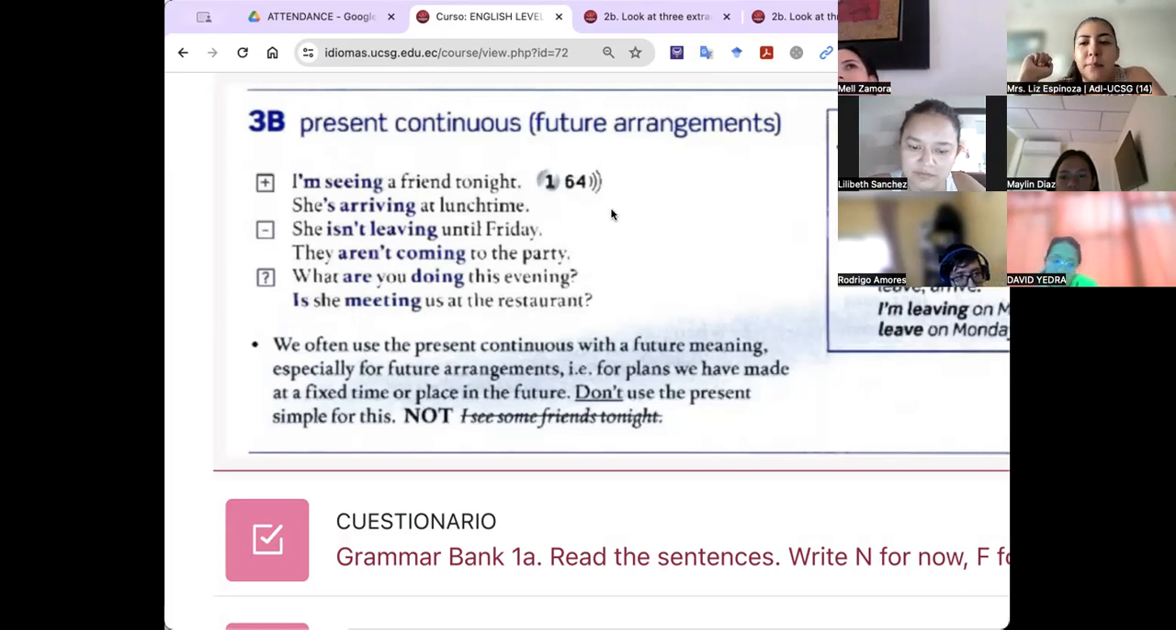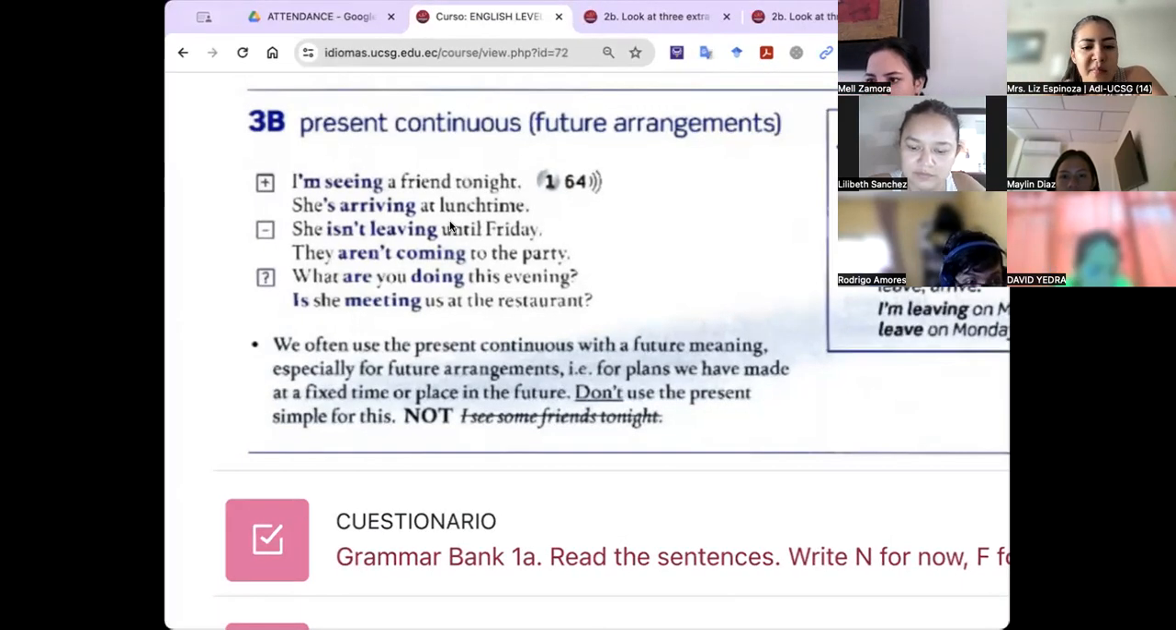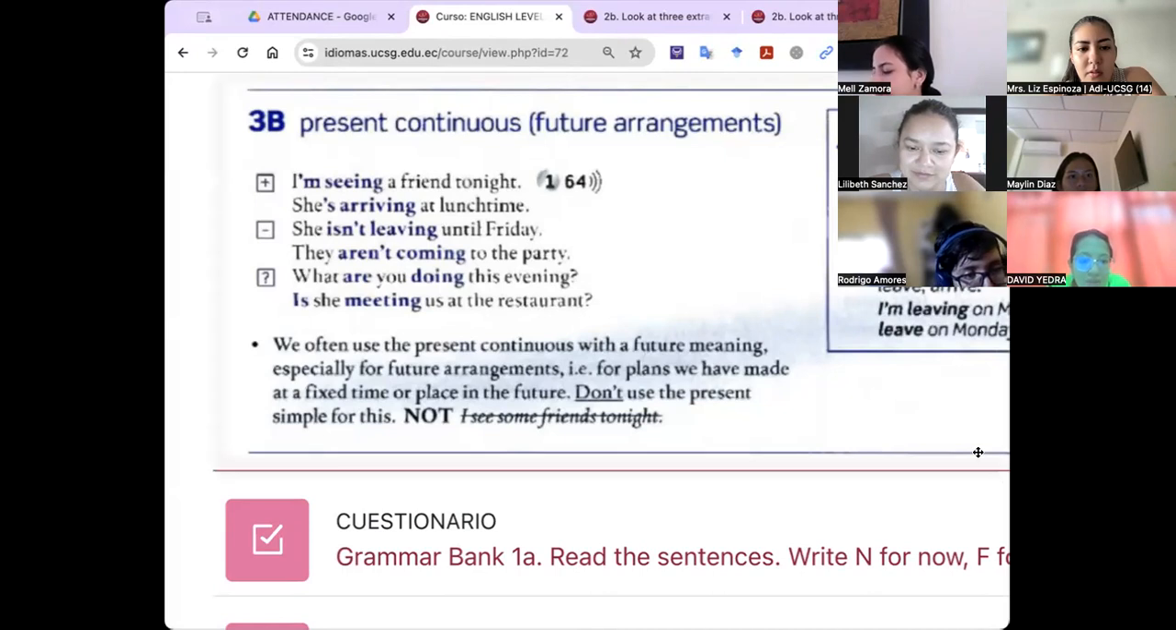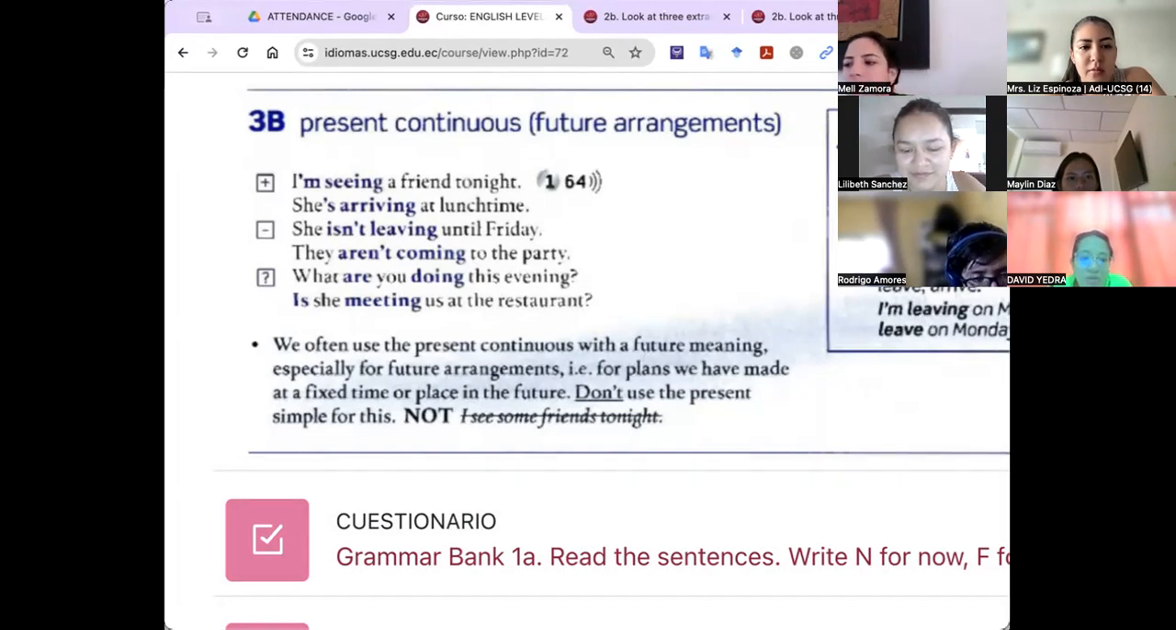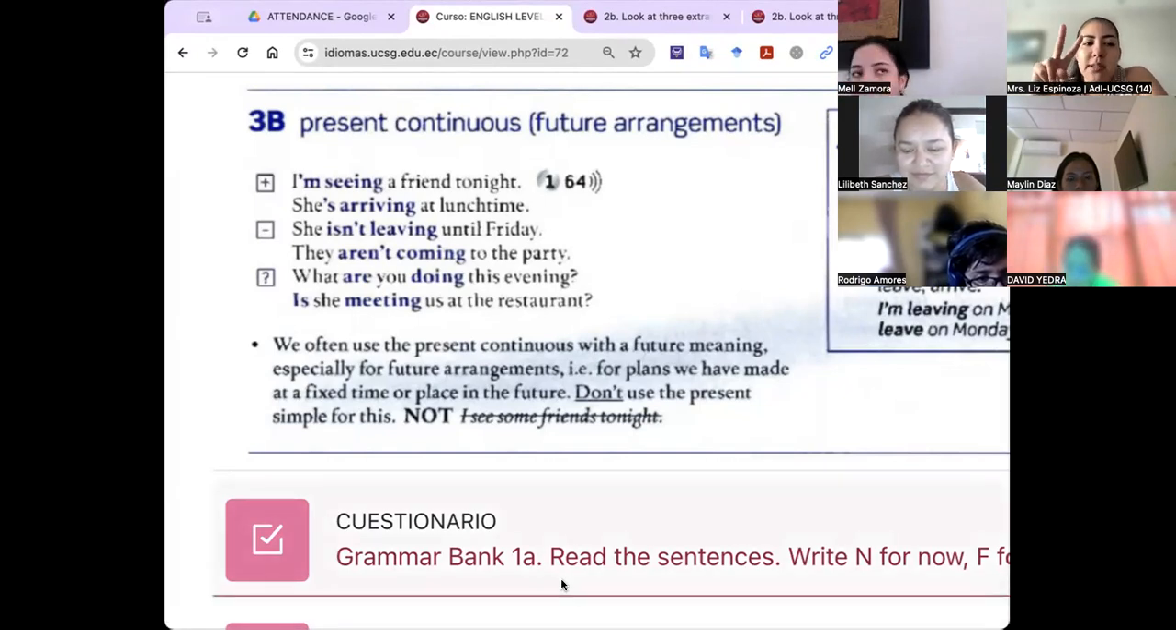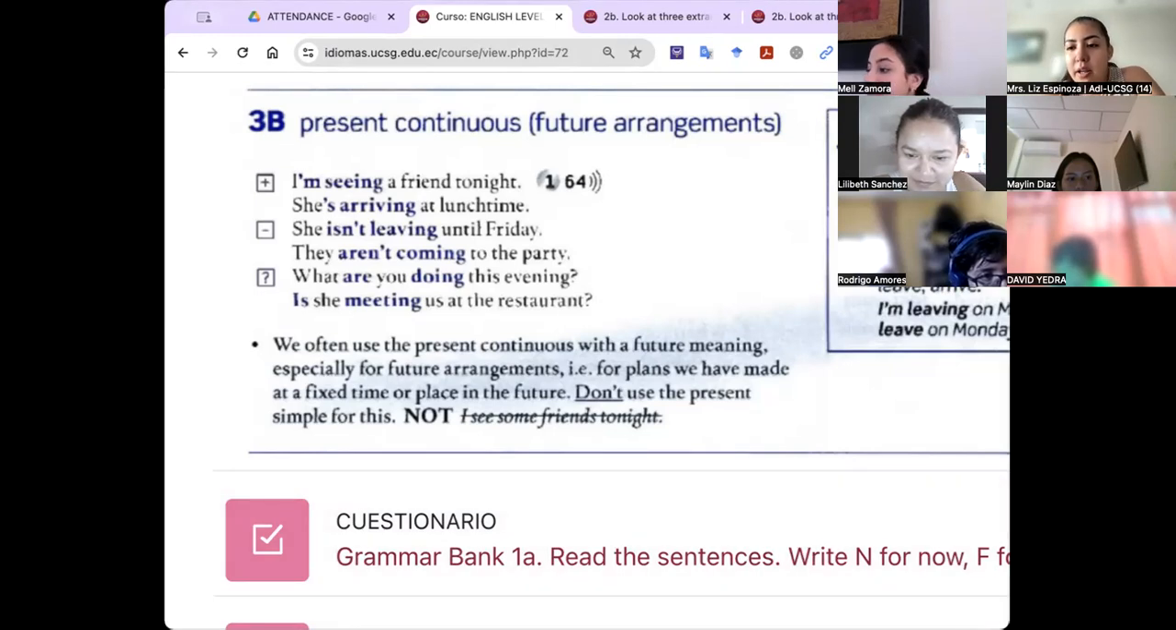Okay. Then, can you please tell me, Jessica, reading the negative sentences? She isn't leaving until Friday. They aren't coming to the party. Excellent. So again, we have two verbs, but in this case the verb to be is in negative, right? We're not using an extra auxiliary. We're using the same verb, but in negative, okay? So we have isn't and aren't.